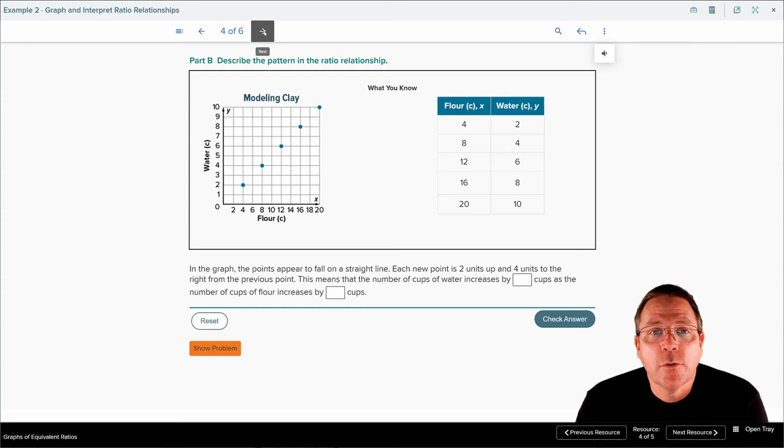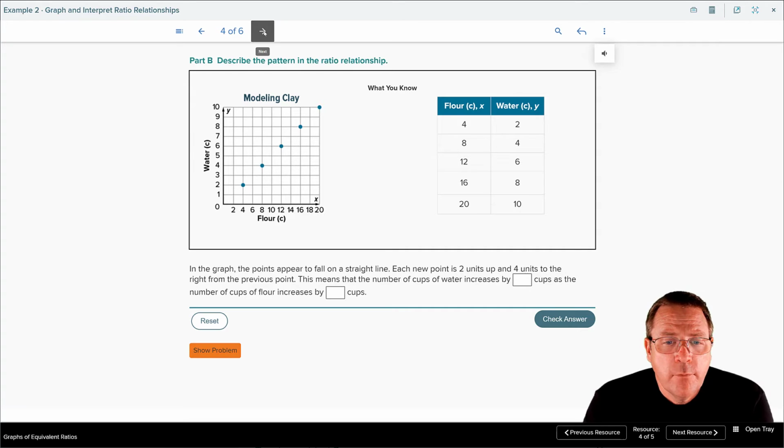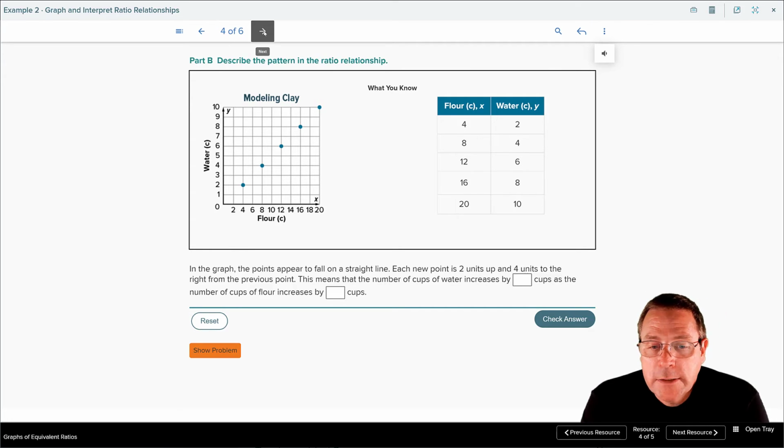Describe the pattern in the ratio relationship. In the graph, the points appear to fall on a straight line. Each new point is 2 units up and 4 units to the right from the previous point. That means that the number of cups of water increase by blank cups as the number of cups of flour increase by blank cups. You pause the recording and fill in those different boxes, please.